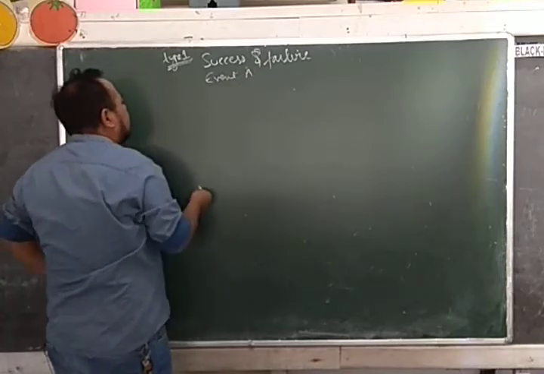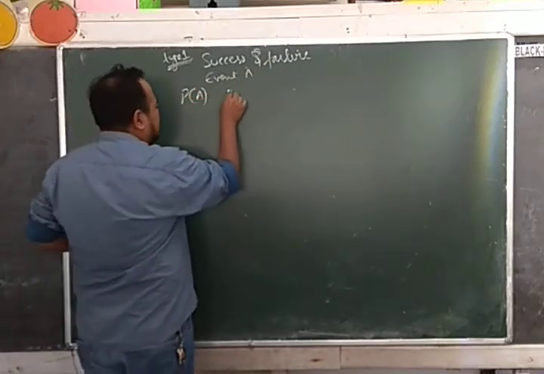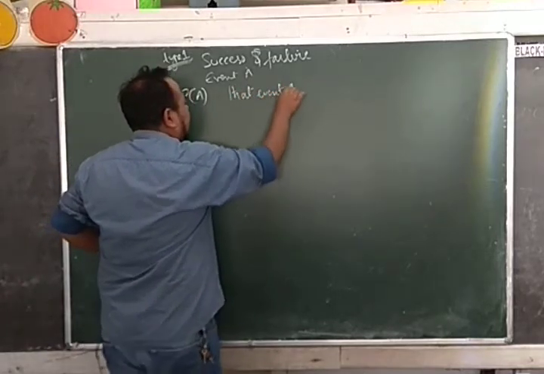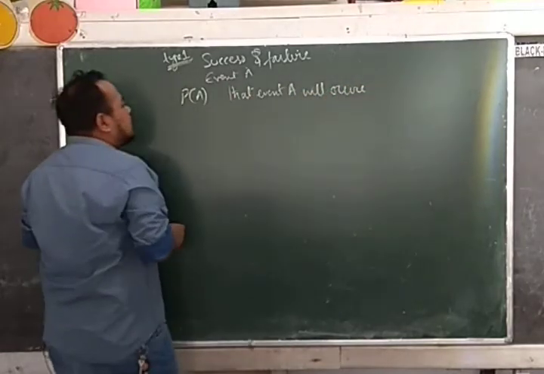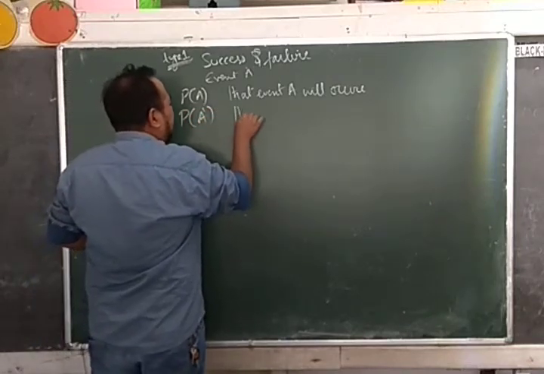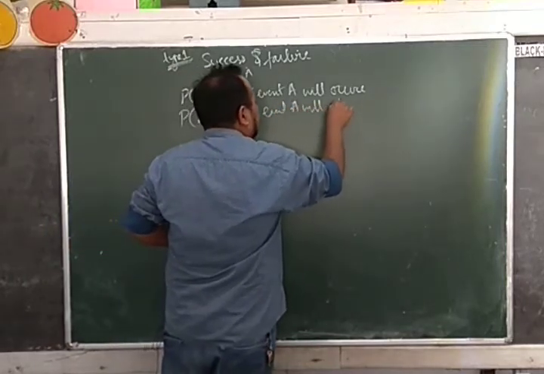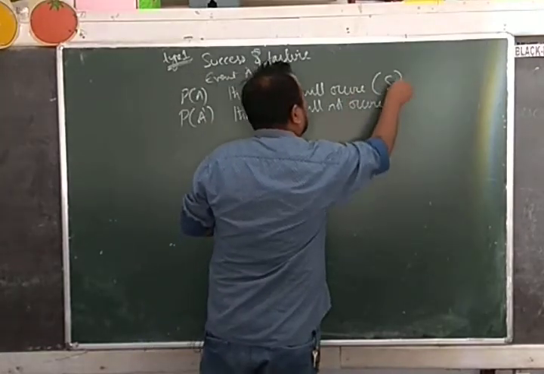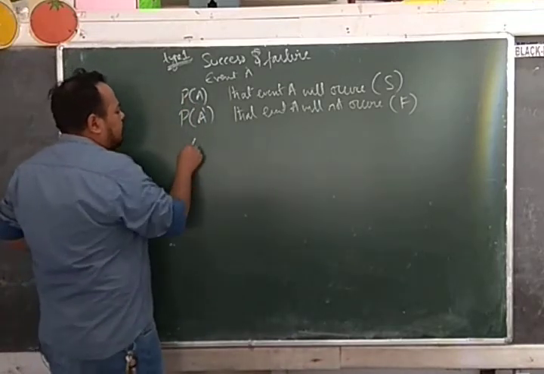So success and failure means, suppose there is an event A, then P of A means the probability that event A will occur. Then P A dash will be the probability that the event A will not occur or not happen. So this is success and this is failure. Is that clear?